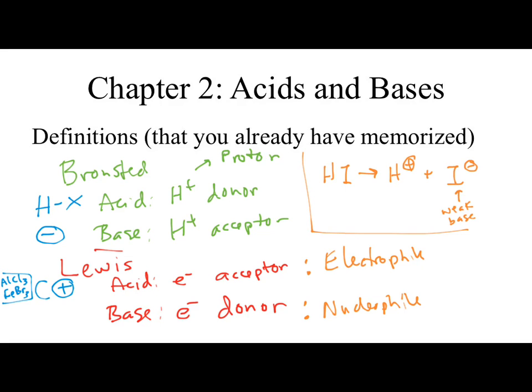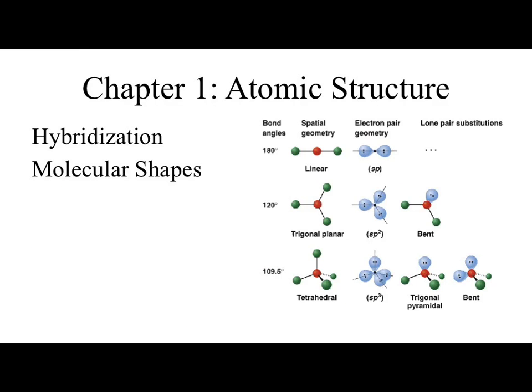Big red flag for Lewis bases, very similar to the Bronsted bases, you're looking for that negative charge. Okay? Be aware of all of those rules, etc. When we move into chapter 1, this is where we're getting back to atomic structure. You get hybridization, molecular shapes, all of that fun stuff.